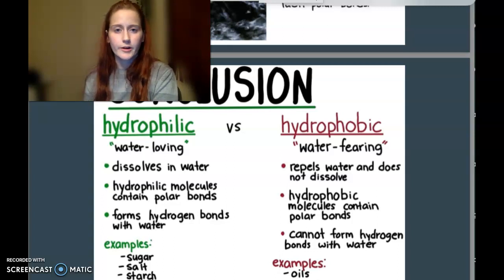A hydrophobic substance is water-fearing. It repels water and does not dissolve because it has those nonpolar bonds where there's no room for the water molecule to come in and create that hydrogen bond. And great examples are oils, waxes, and fats.